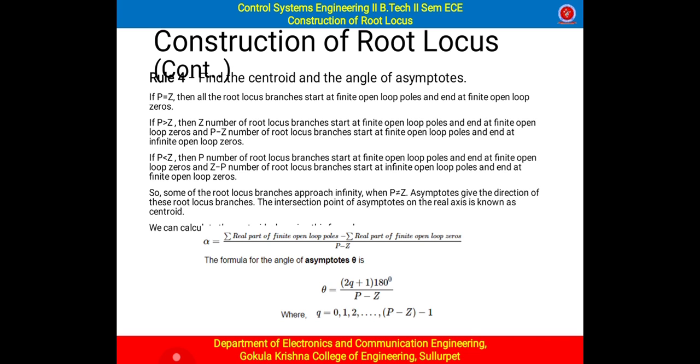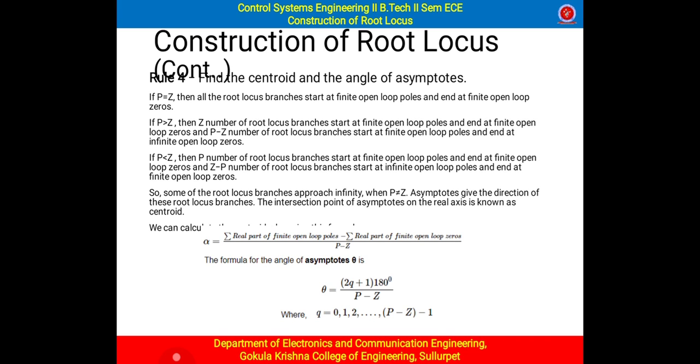For instance, if poles are more, let's take poles as 4 and zeros as 3. We have 4 poles and 3 zeros. So how many branches will be there? There will be 4 branches in the root locus, because there are more poles, which is 4. So the total number of branches of the root locus is 4. Now there will be 4 branches starting from these 4 poles, and 3 branches will end at 3 zeros.